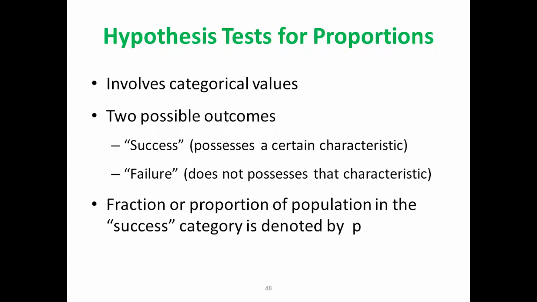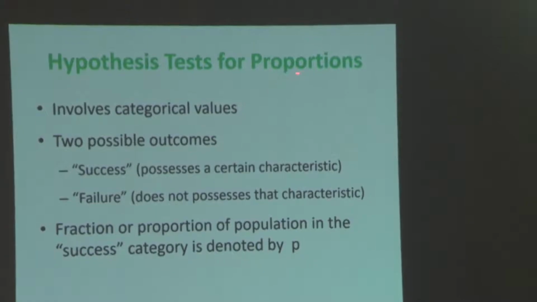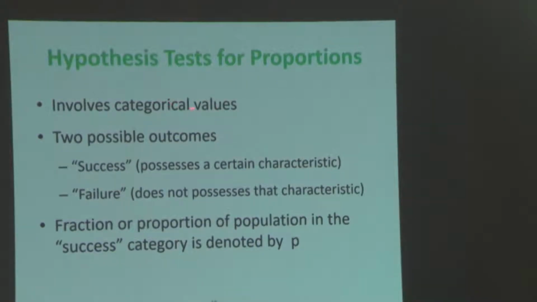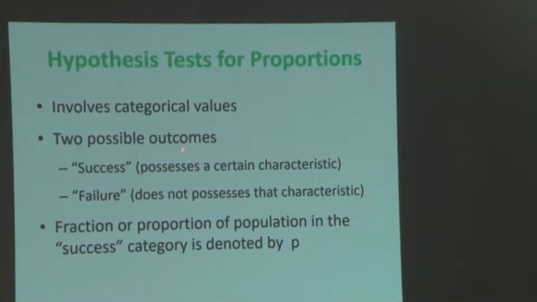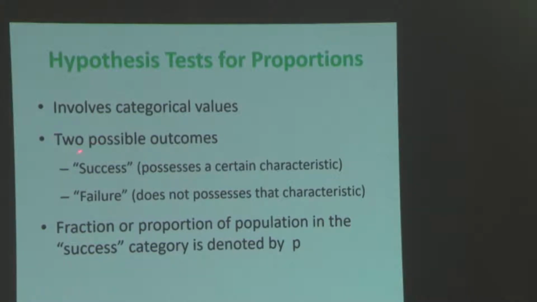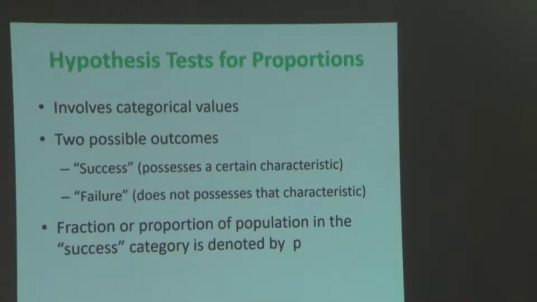So when we are testing proportions, proportions are estimated from categorical variables. And there are usually two possible outcomes. This is a simplistic way. It can be yes or no. Sometimes it doesn't come as simple as yes or no.